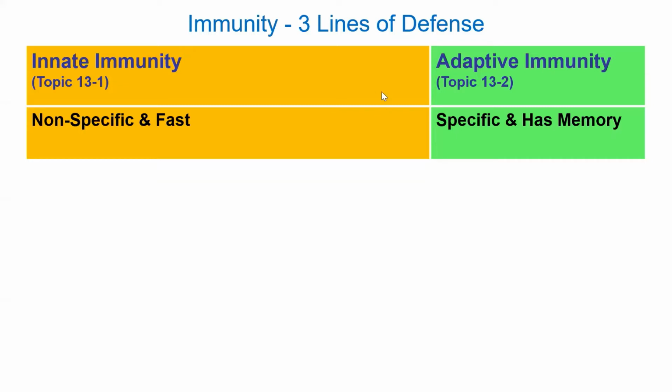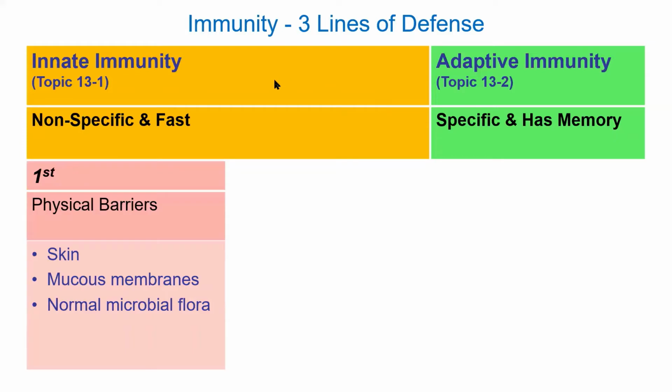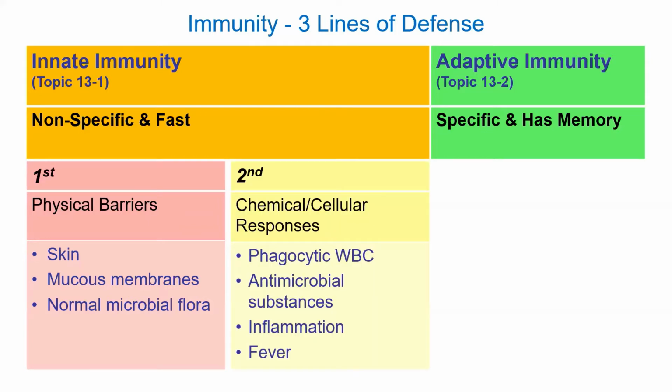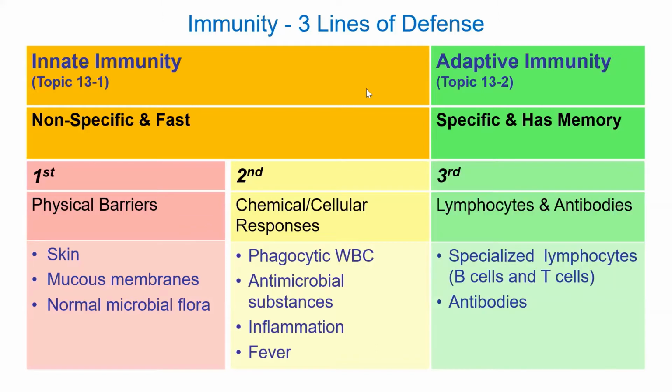So that included 2 lines of defense. First was physical barriers, so the skin and the mucosal membranes and all their secretions, such as salt and sebum and lysozyme and things like that. And the second was cellular and chemical responses, so that includes all sorts of different cells and responses, such as inflammation and fever.